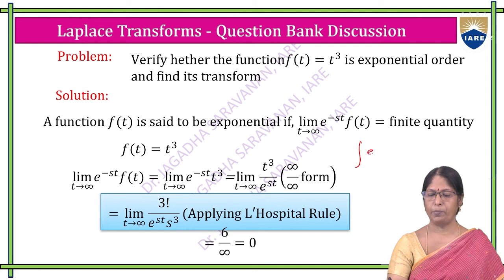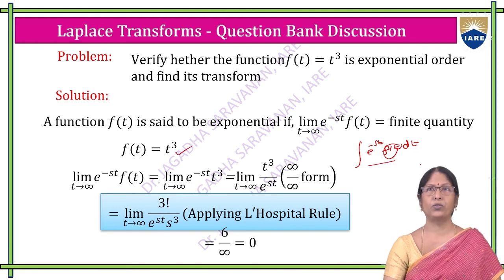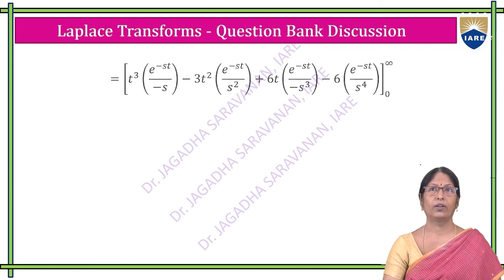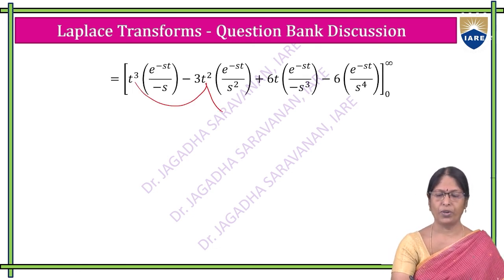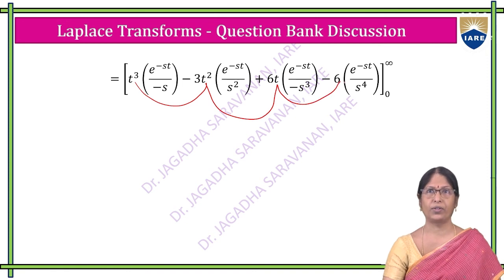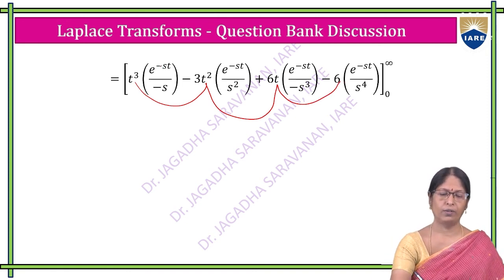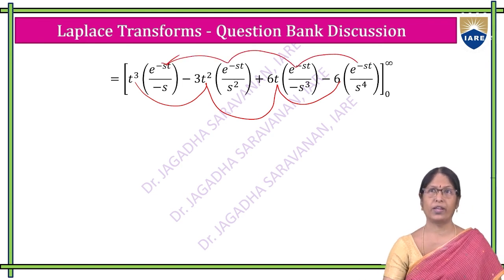That is the integral of e power minus st f of t dt. This f of t, the function, is t cube. This integration is to be done. That's what this step is. For t cube, we keep on doing the differentiation, and e power minus st is integrated one first. Keep on, we are doing the integration.